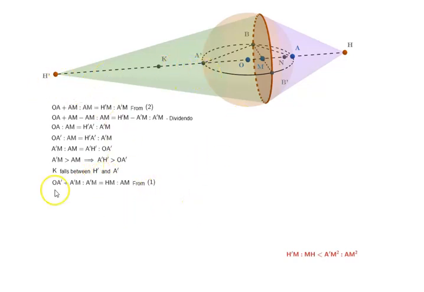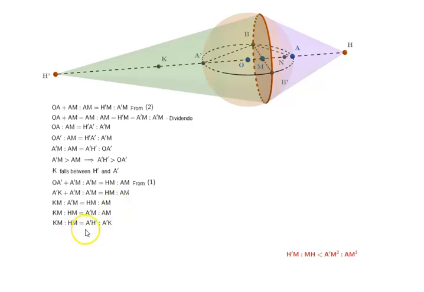Now let's take the first equation. OA prime plus A prime M is to A prime M is equal to HM is to AM. Now OA prime is equal to A prime K. So we substitute it and we can say A prime K plus A prime M is to A prime M is equal to HM is to AM. Now A prime K plus A prime M is nothing but KM. So KM is to A prime M is equal to HM is to AM. Rearranging it, we get KM is to HM is equal to A prime M is to AM.